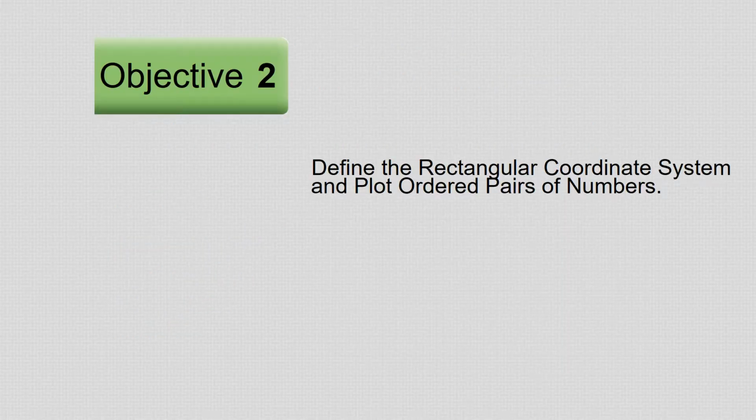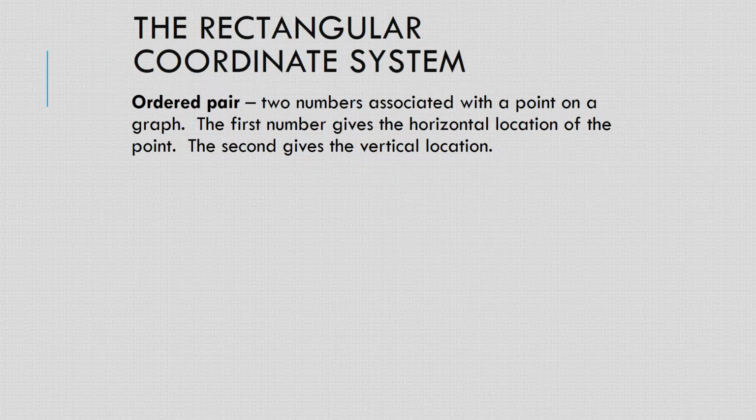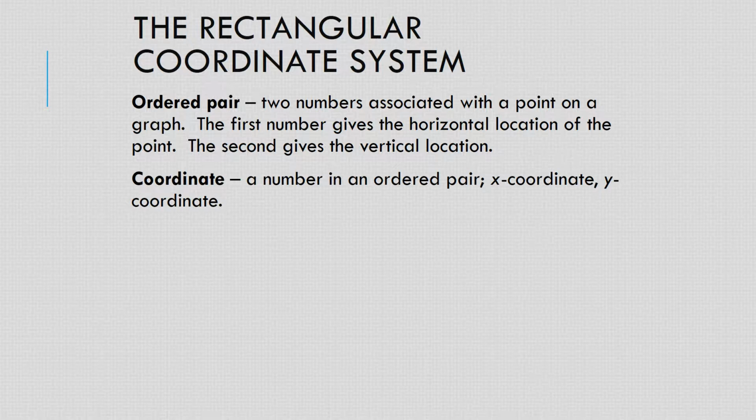So then next we're going to talk about defining the rectangular coordinate system and plotting ordered pairs. This is where we're going into our x, comma, y, and we're going to be using that throughout. An ordered pair is two numbers associated with a point on a graph. The first number gives the horizontal location, and the second gives your vertical location. In an ordered pair you have an x coordinate and a y coordinate, and we are using a coordinate plane, which is made up of x and y, vertical and horizontal lines.